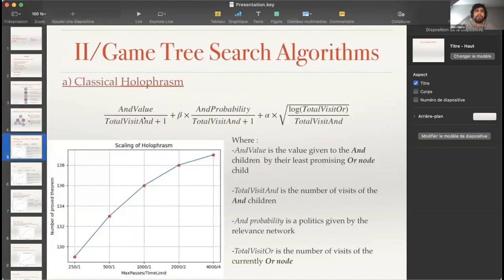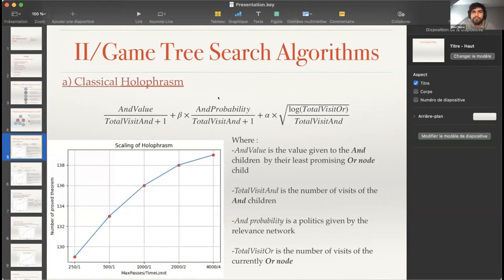So now I will detail all the tree search algorithms we tried. First, I just want to clarify that the purpose of these tree search algorithms is to answer the question, which AND node to choose when we are visiting an OR node. So the first algorithm is the one provided by Holophrasm. So Holophrasm uses this formula when you are in an OR node.